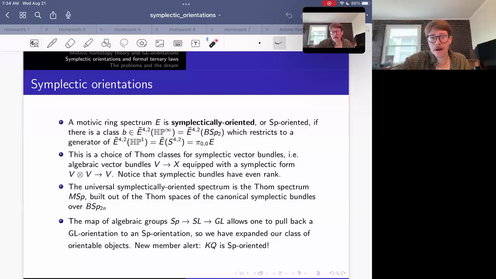So we've expanded our class of orientable objects with respect to this new orientation. And this is the best thing ever because I love KQ. KQ's oriented now. This is baller. We can play some games with my best friend. This is so fun.